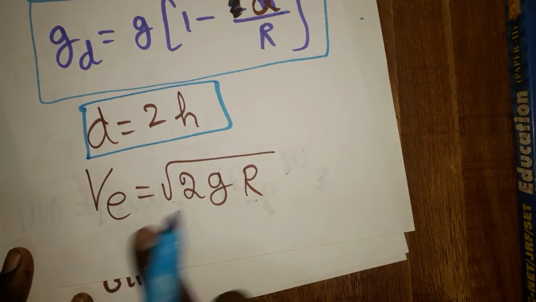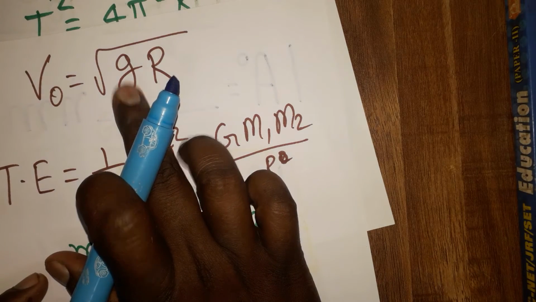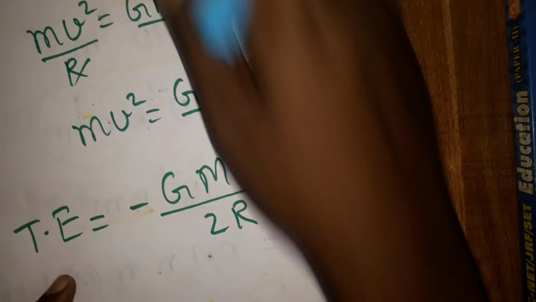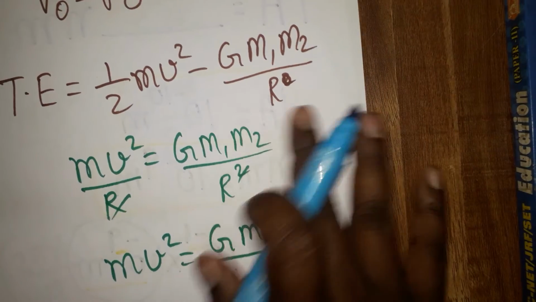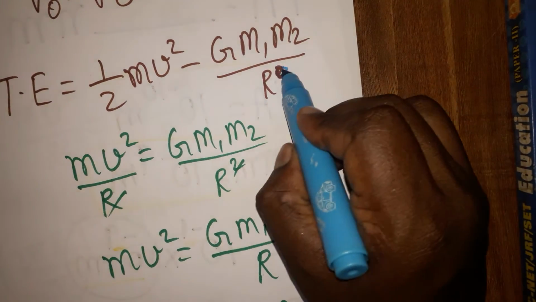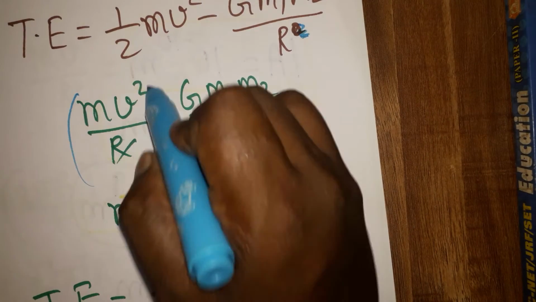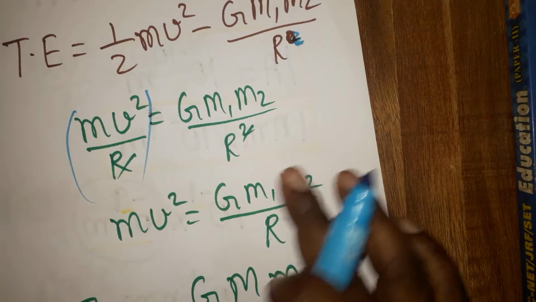This is the escape velocity formula. And the next one, I am going to teach you the orbital velocity formula. For orbital velocity the 2 won't come, for escape velocity the 2 will come. The next is the total energy formula. Total energy is kinetic energy plus potential energy: half mv square minus G M1 M2 divided by r. The square will come because it is potential energy. So what is mv square? Let me simplify this equation.